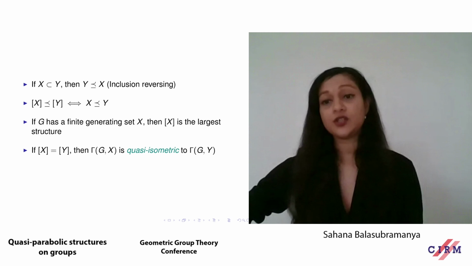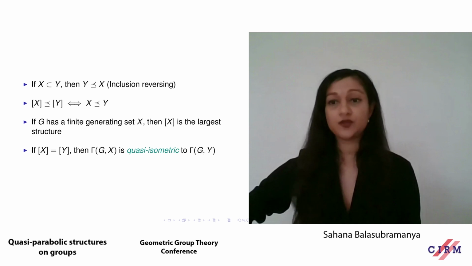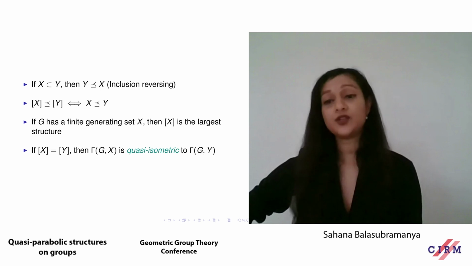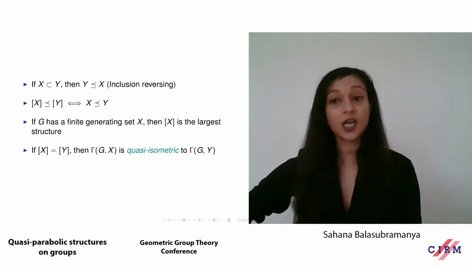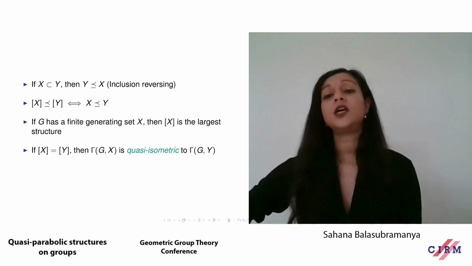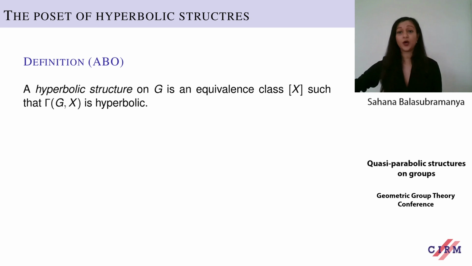But I'm not just interested in equivalence classes of generating sets. I'm interested in a very specific type of equivalence class. And that is what we call a hyperbolic structure on our group. And it's the equivalence class of a generating set so that the associated Cayley graph is hyperbolic. And when I say hyperbolic, I mean it is a Gromov hyperbolic space. So geodesic triangles are delta thin for some delta positive.